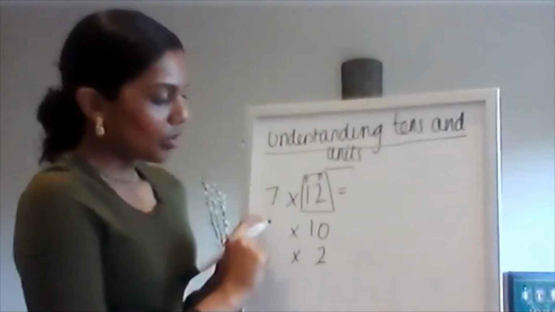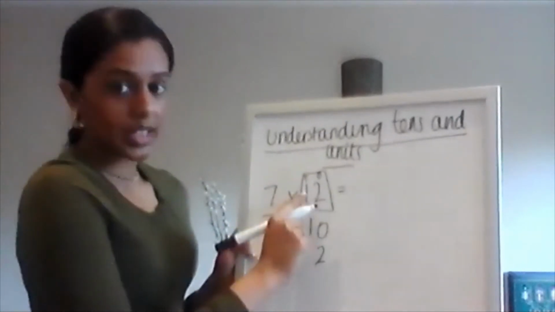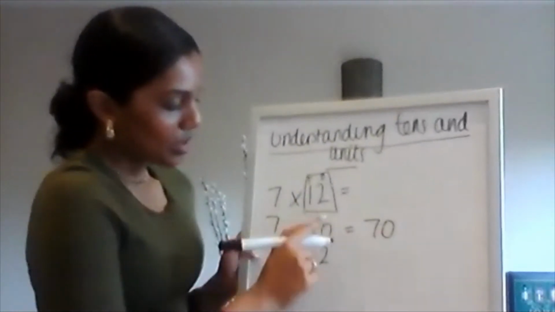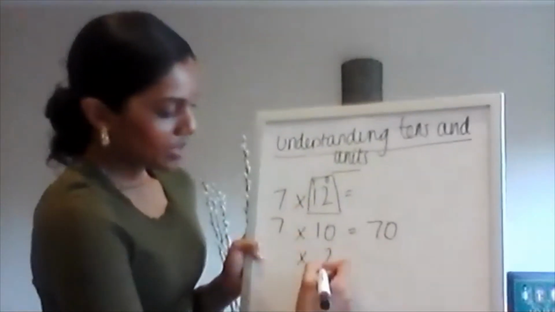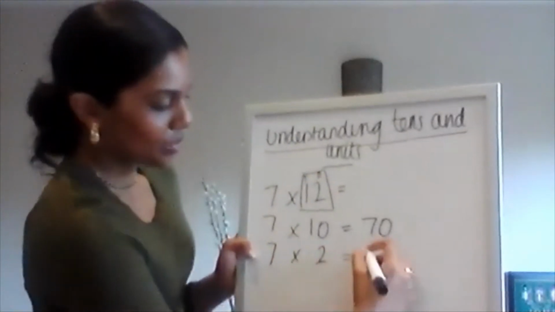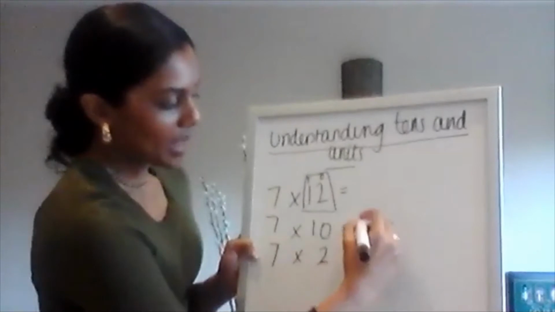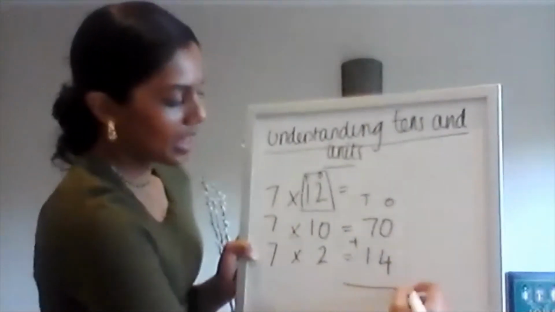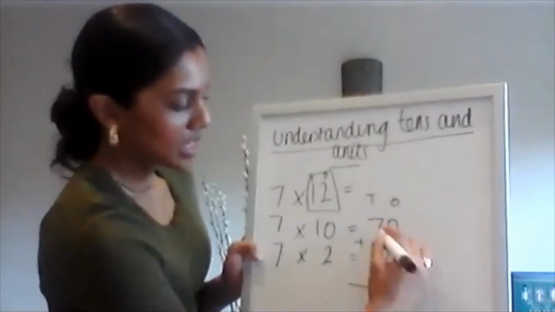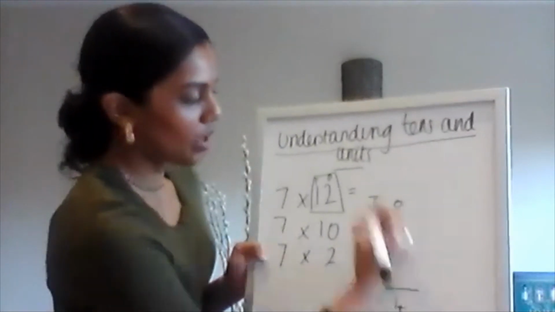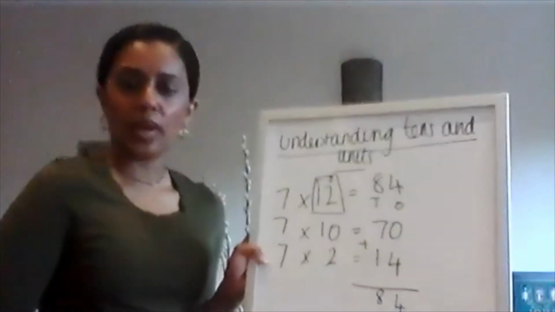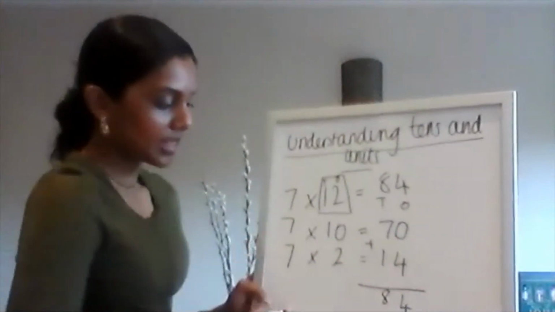So for example, we would do 7 times the 1 ten, which equals 70, and then we would do 7 times the two ones, which equals 14. Then you would be able to carefully, using column addition, add it together. 0 add 4 is 4, 7 add 1 is 8, and your answer to 7 times 12 equals 84. That was just a quick thing I wanted to have a look at.